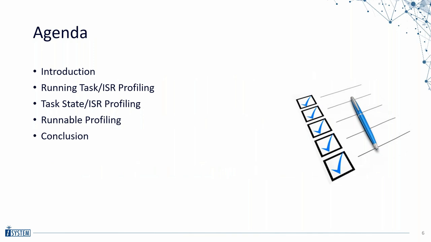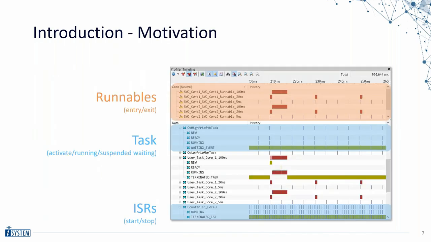All right. So the agenda looks like that. I already mentioned the topics we're going to go through. Just at the beginning, a quick reminder, what we want to get is something like this. In the winIDEA profiler timeline, we want to get a dynamic view of the tasks, ISRs, and runnables that are being executed by the application on the microcontroller over time. And then that allows us to do different kinds of analysis, event analysis, CPU load analysis, and finally finding bottlenecks in the application.